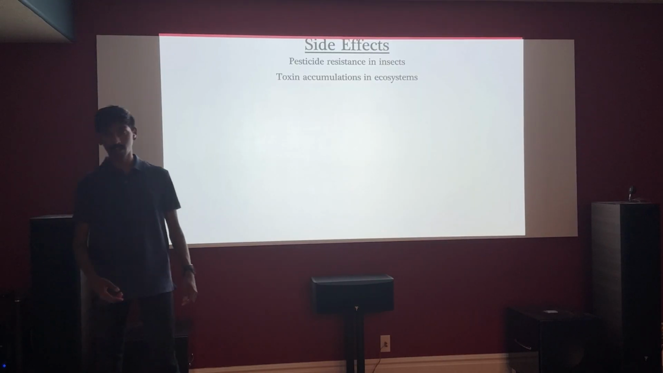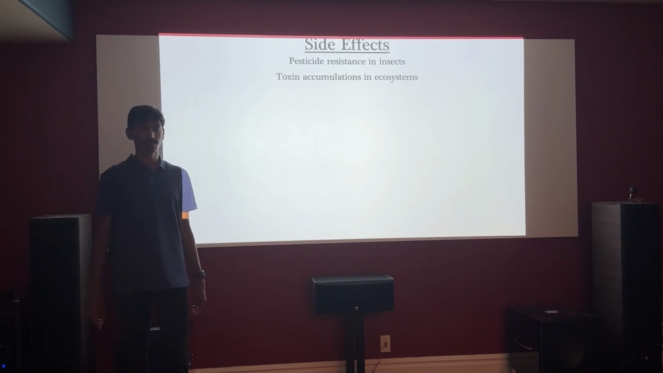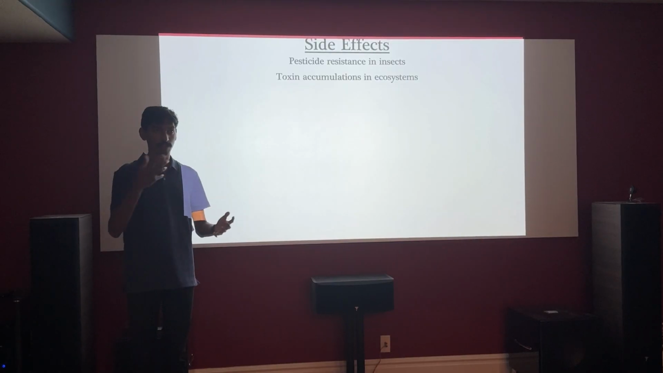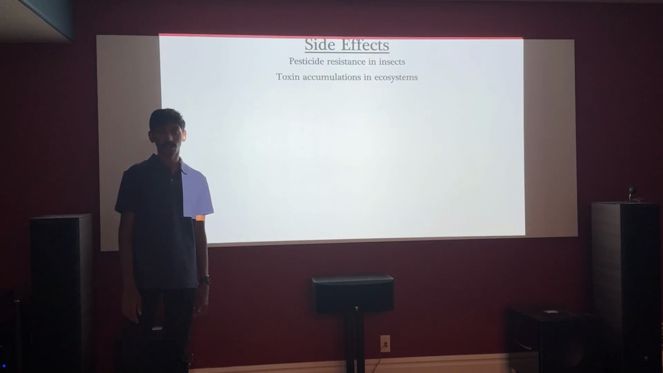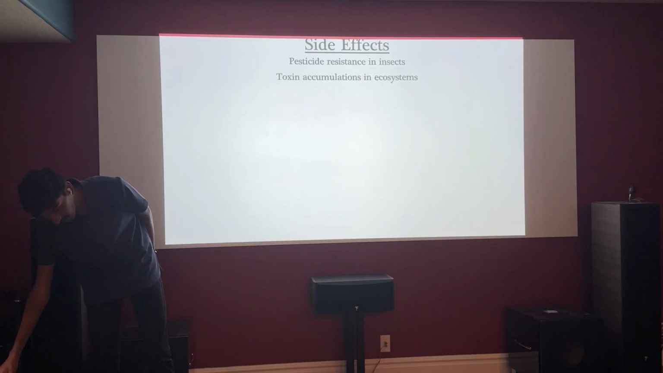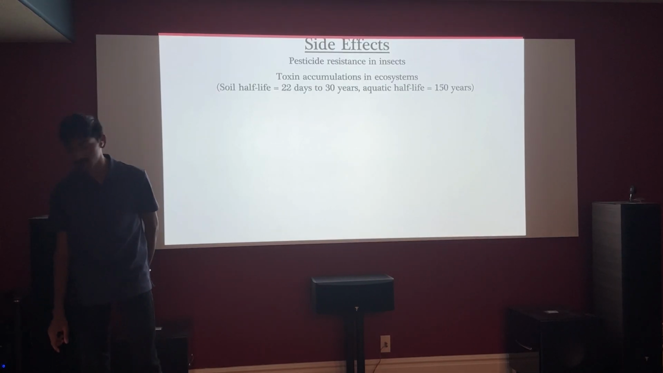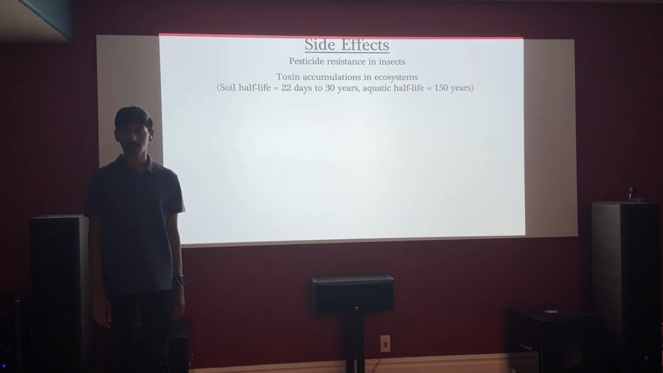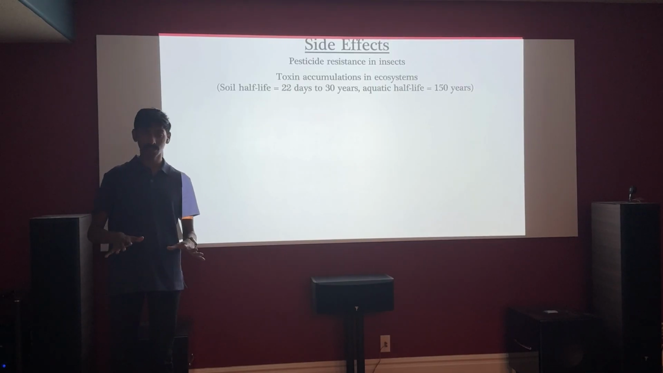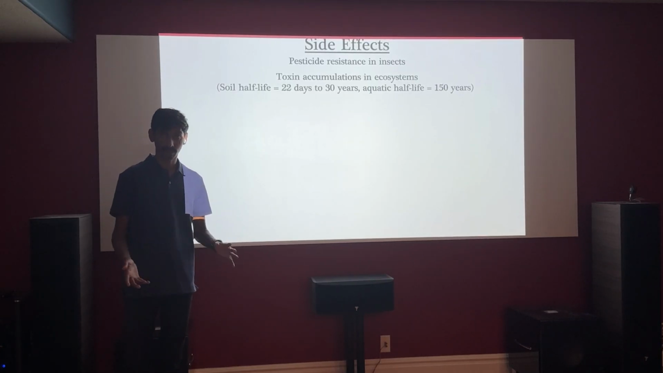The toxins would also accumulate in the ecosystem because, once again, we're carpet bombing the place, and as a result, some of that DDT would linger on the crops, it would linger on the ground, it would be carried by the wind, it would end up in the water, and I especially mentioned the water. It would also end up in the ground, and this is important because the soil half-life, or how long it takes for half the DDT in the soil to go away or turn into a different molecule, ranges from 22 days to 30 years, depending on the ecosystem and environmental conditions.